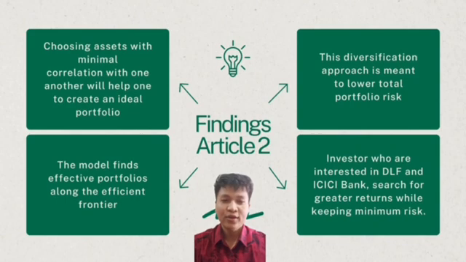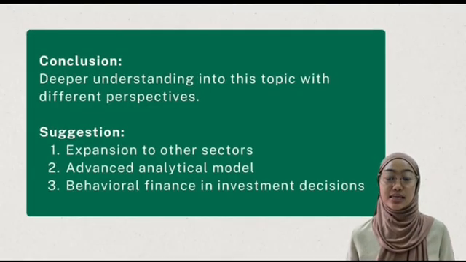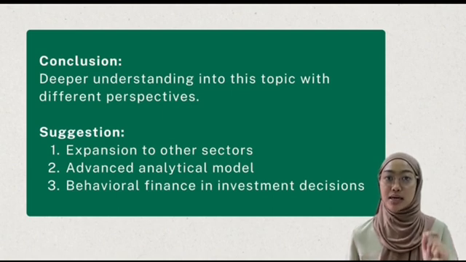Findings Article 2. According to the methodology presented in Article 2, choosing assets with minimal correlation with one another will help to create an ideal portfolio. While trying to optimize returns, this diversification approach is meant to lower total portfolio risk. Using mathematical method, the model finds effective portfolios along the efficient frontier. The article underlines that investors, especially those who are interested in DLF and ICICI Bank, search for greater returns while keeping minimum risk. In conclusion, the analysis of risk, return, and valuation display crucial roles in make an investment decision.